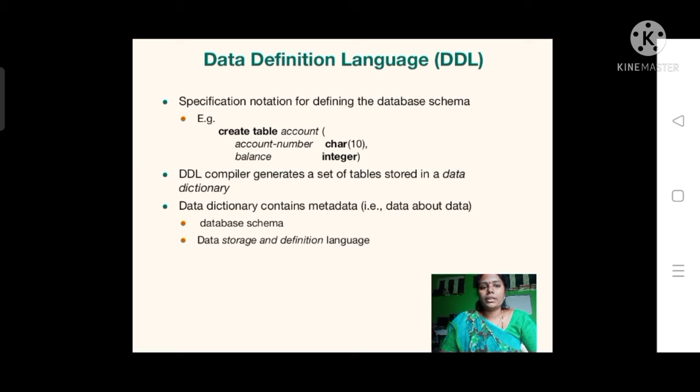The DDL compiler generates a set of tables stored in a data dictionary. The data dictionary contains the metadata. Metadata is nothing but data about data. And then the database schema, data storage and data definition languages: the language in which the storage structure and access methods used by the database systems are specified. Usually it is an extension of the data definition language.